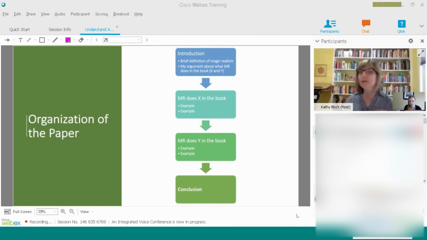I plan to start with an introduction that gives a brief definition of magic realism, brief like a couple of sentences, and then a sentence or two that tells my reader what my main point or what my main argument about magic realism will be. For example, if I found that basically magic realism is used in two ways, I would state this right in my introduction. In the first body section of the paper, I would explain one of those ways.